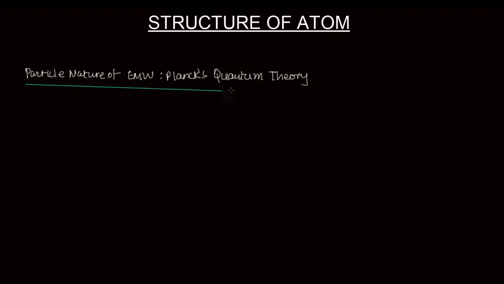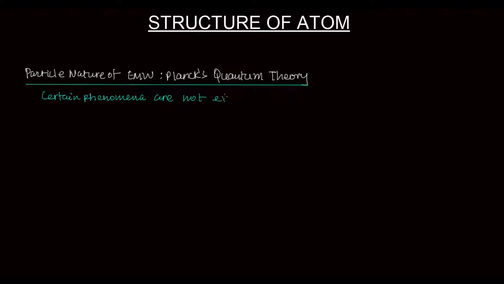And what happens is, there were certain phenomena that just could not be explained with the help of the electromagnetic theory of the 19th century, known as the classical physics. So certain phenomena, which I'll elaborate below, are not explained on the basis of the classical physics, okay, of the electromagnetic theory, that is the classical physics, okay.